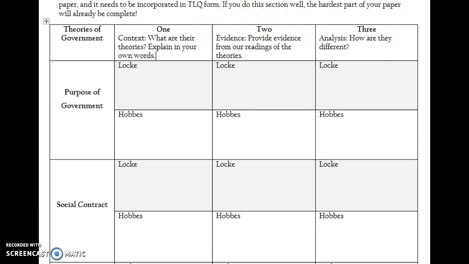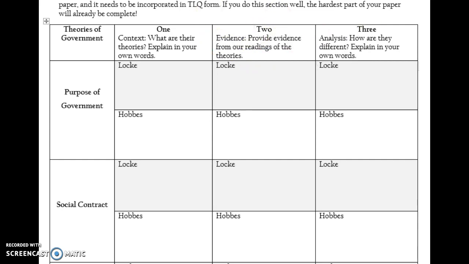And then we're going to do step 3, which is the analysis. How are they different? What makes their 2 views different? Again, you are going to explain this in your own words. And remember, when we're using evidence, it's TLQ form.